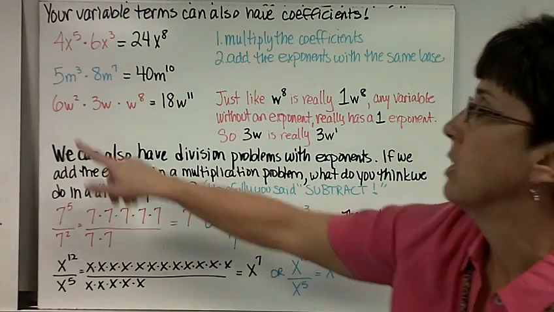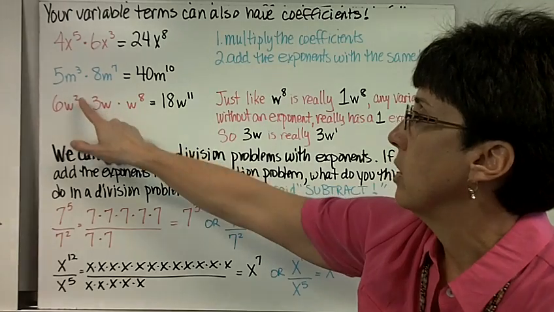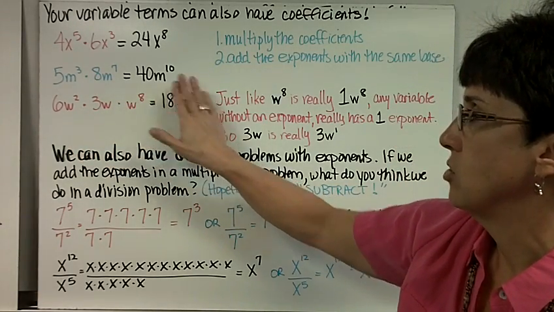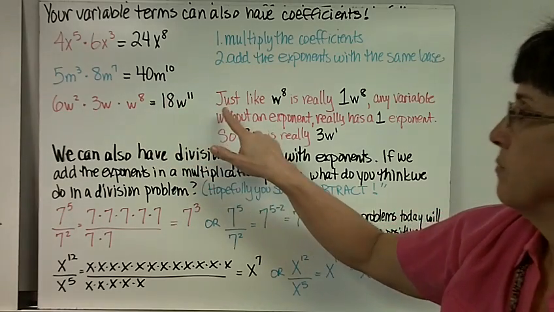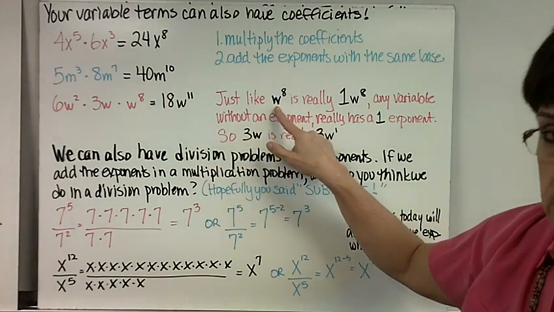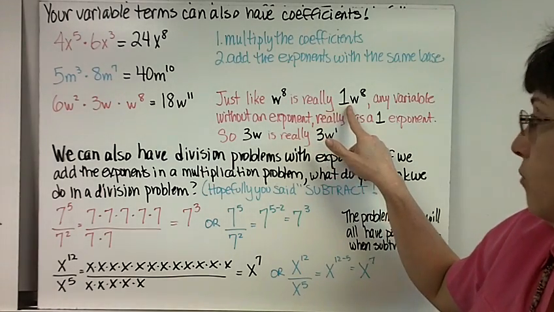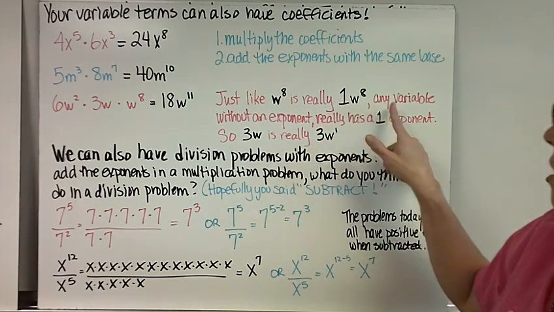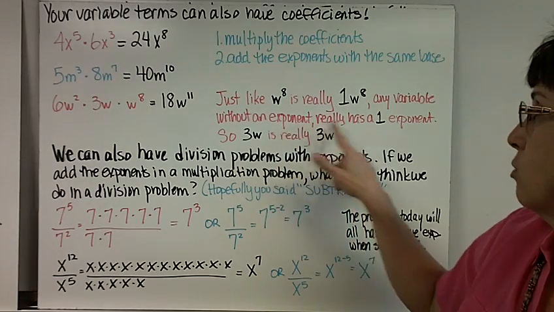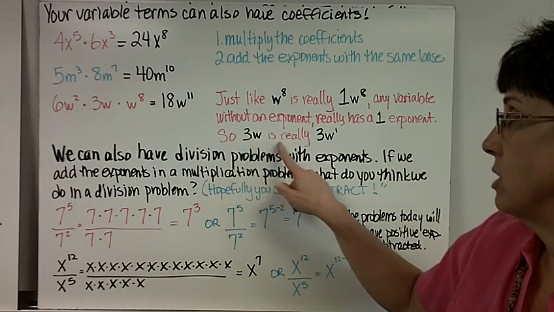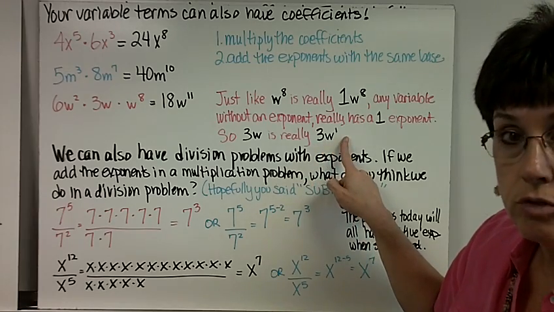Here's another problem. 6w squared times 3w times w to the 8th. Don't look at the answer yet. Let's look at this. Just like the w to the 8th is really 1w to the 8th, if we were adding, we would need to know that. Well, any variable without an exponent really has a 1 for the exponent. So 3w is really 3w to the 1st.